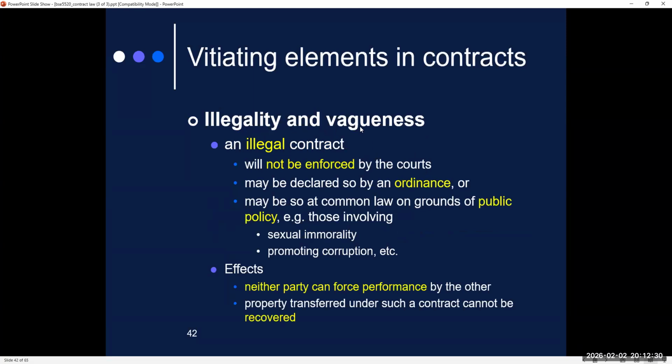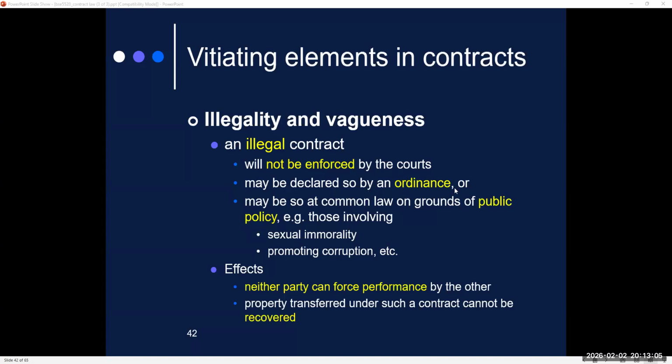So illegality and weakness. If illegality makes a contract an illegal contract, then of course the contract would not be valid. That must be a vitiating element, right? An illegal contract will not be enforced by the court. Say if it is a contract for the sale of drugs, for example, that is illegal, right? So there must be a vitiating element.